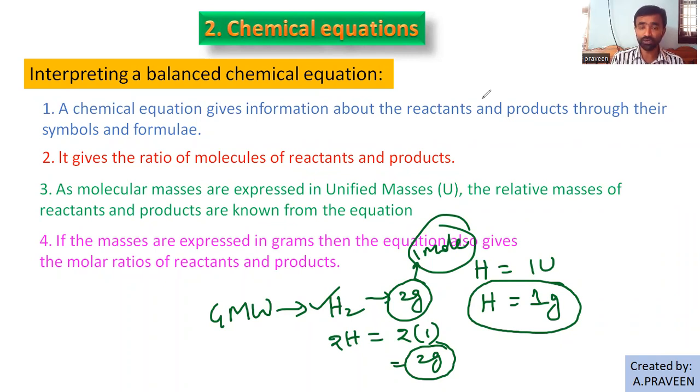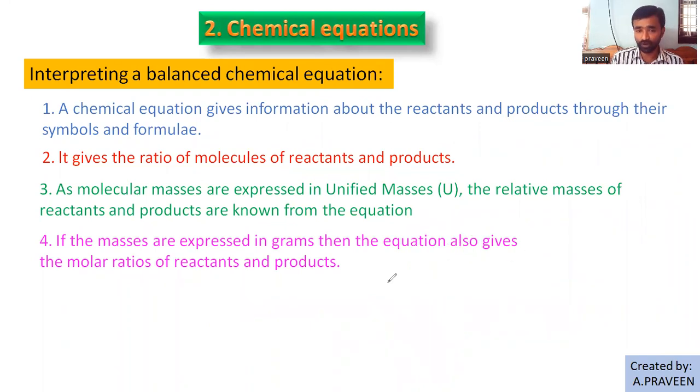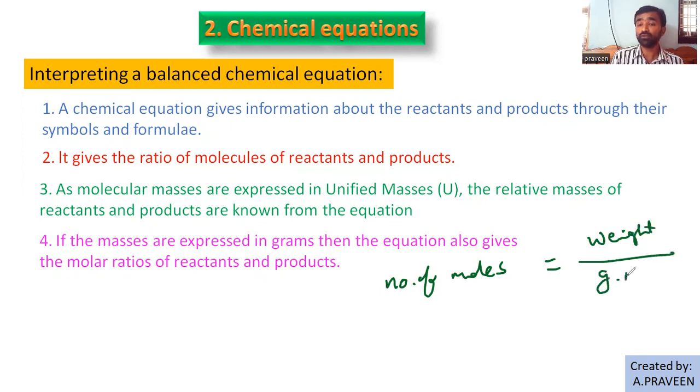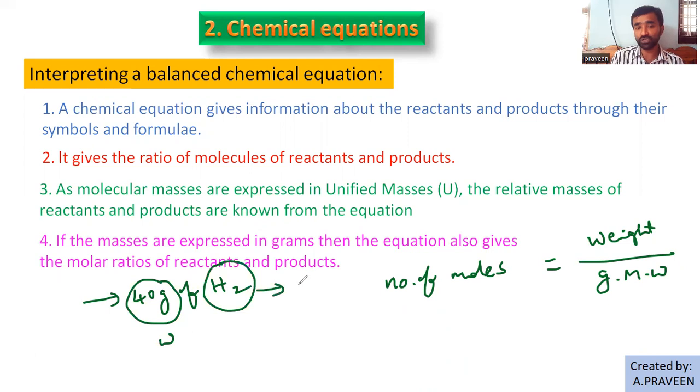Okay, gram molecular weight will help you find the number of moles. Here you have the formula: number of moles of the molecule is equal to weight divided by gram molecular weight. Weight by gram molecular weight. Suppose in the previous example, I said 40 grams of hydrogen. Here 40 grams is the weight. From the composition you are able to calculate 2 into 1 is 2 grams.